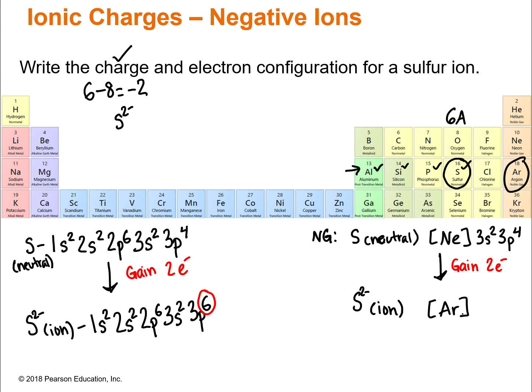So with the negative ions, you're gaining electrons. So you're skipping ahead to what the noble gas looks like in that row or period. So if I told you that you had a selenium ion and that it was negatively charged, what noble gas would the ion look like? It would look like krypton.